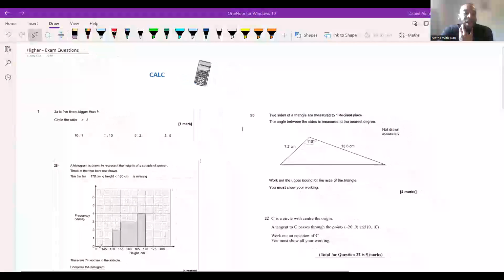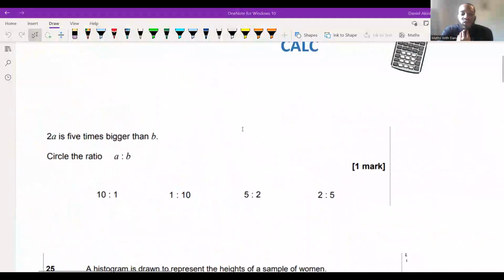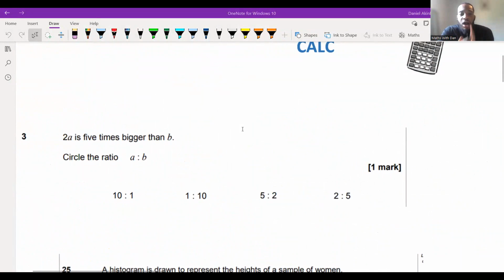We're going to start with the first one. It's 1 mark. Because it's 1 mark, I'm going to give you 1 minute to try it. After the minute, please put an answer in the chat and we'll go for it together. So this is the first one. 2a is 5 times bigger than b. Circle the ratio a to b for 1 mark.